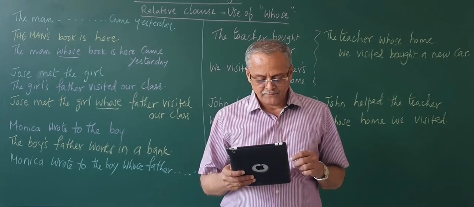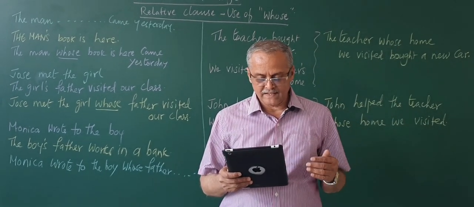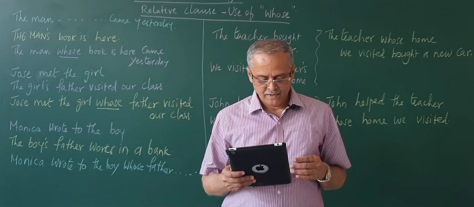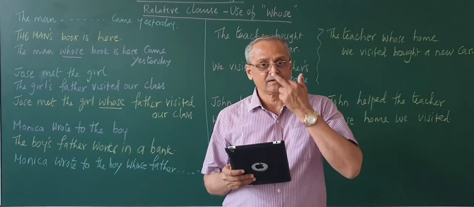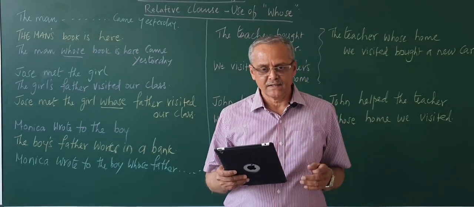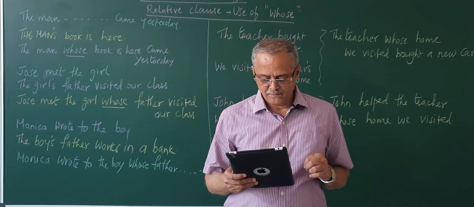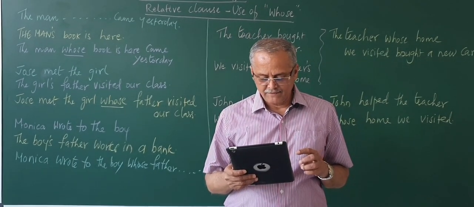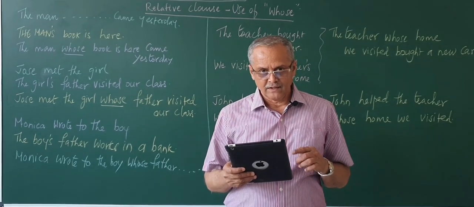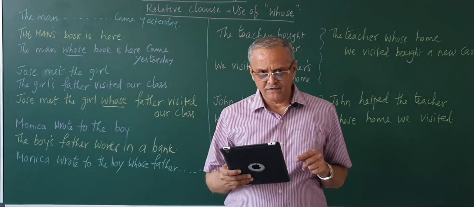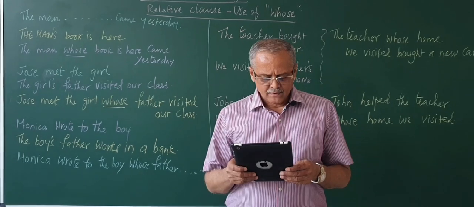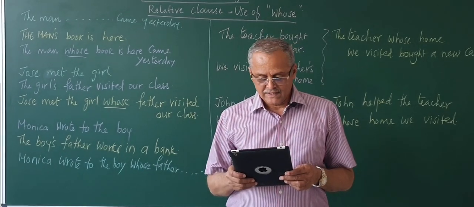John knows the girl. Her father always says hello to us. John knows the girl whose father always says hello to us. The girl is always late to class. Her mother was on television last night. The girl whose mother was on television last night always comes late to class.